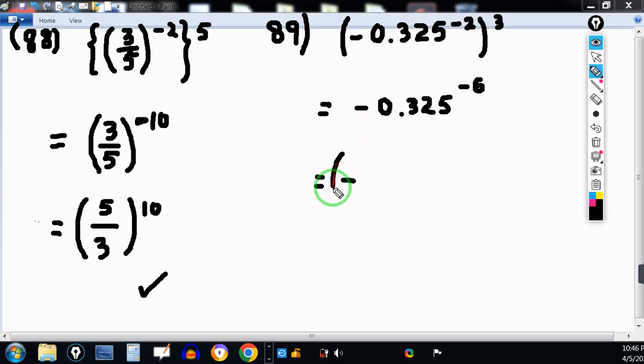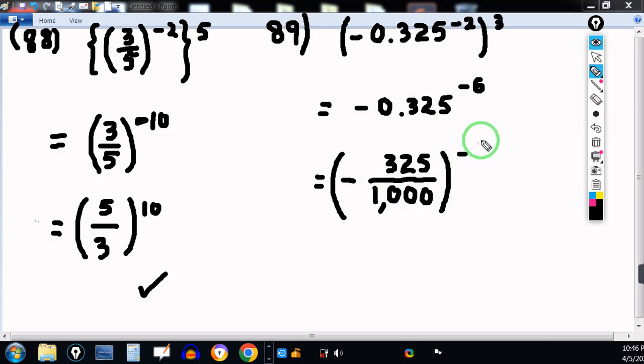minus, open curve bracket, write the minus, and then put a long division sign. 325, 0.325, just write it as 325. You are taking away the decimal places. How? Since it's 3 places, at the bottom there must be 3 zeros. And right in front of the 3 zeros to the left, there must be a 1. It's 325 over 1,000. That will give you the 0.325 we had before. And upstairs, the power is minus 6.